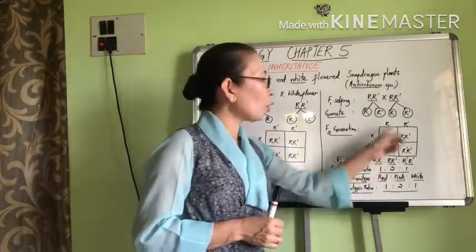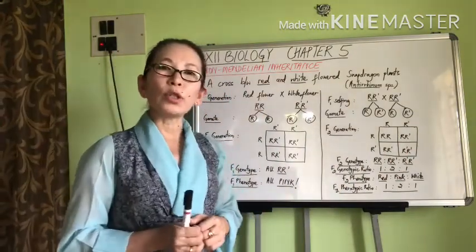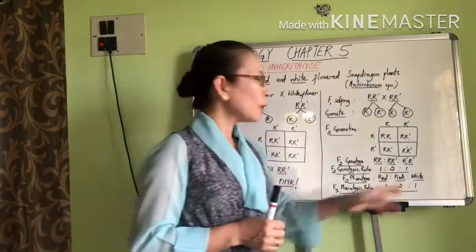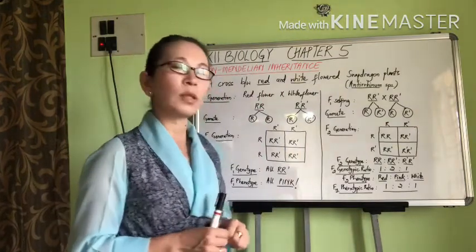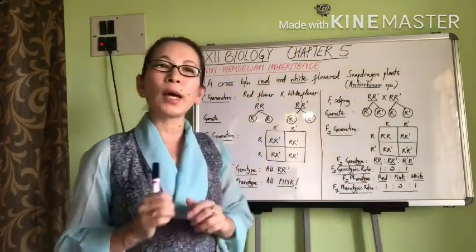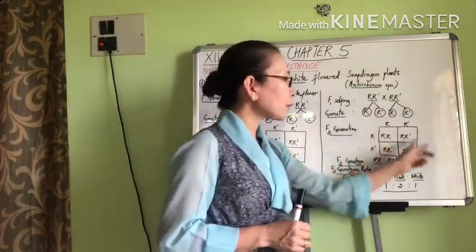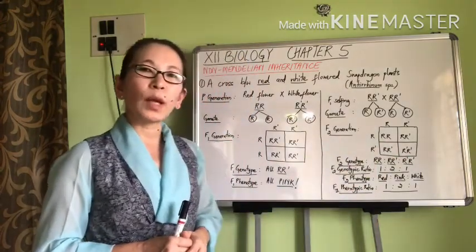So out of the total F2 population, 1/4 of the population had RR homozygous genotype, 2/4 of the population had RR' type of heterozygous genotype, and 1/4 of the population had R'R' homozygous genotype. And this you can easily predict or even find here in the Punnett square.